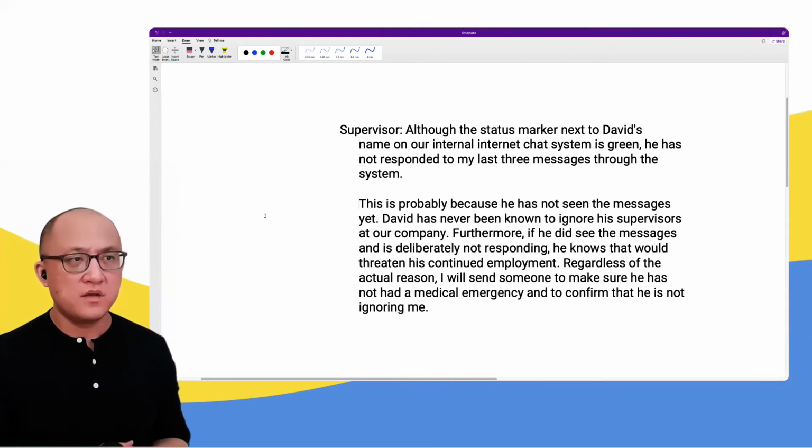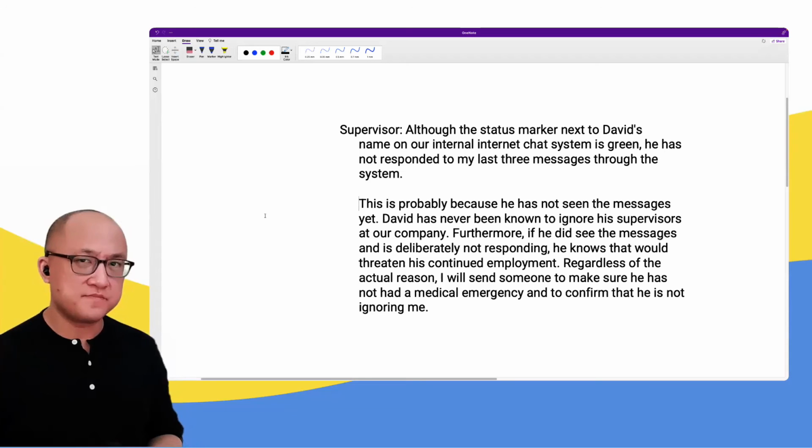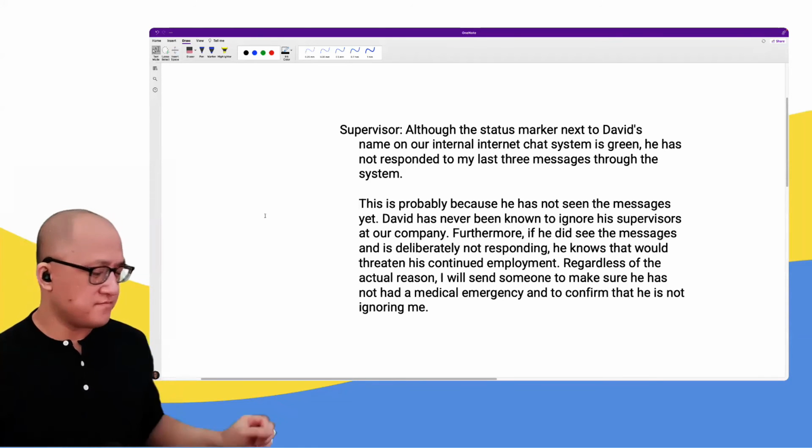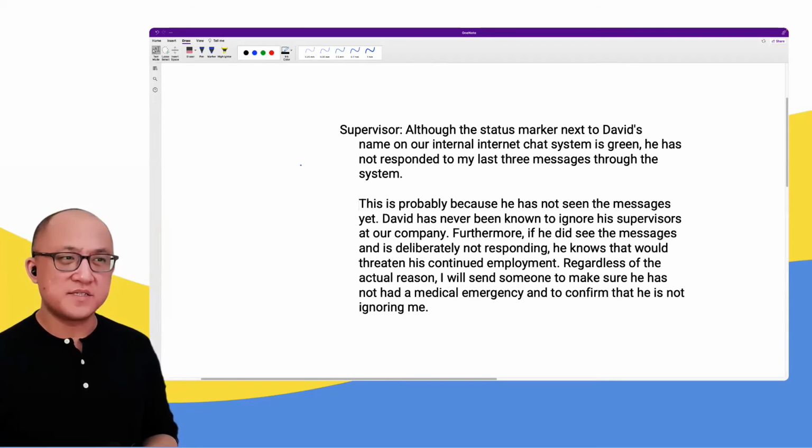Although the status marker next to David's name on our internal chat system is green, he has not responded to my last 3 messages to the system. What's the role of this? Doesn't sound like a conclusion, right? It seems like background.